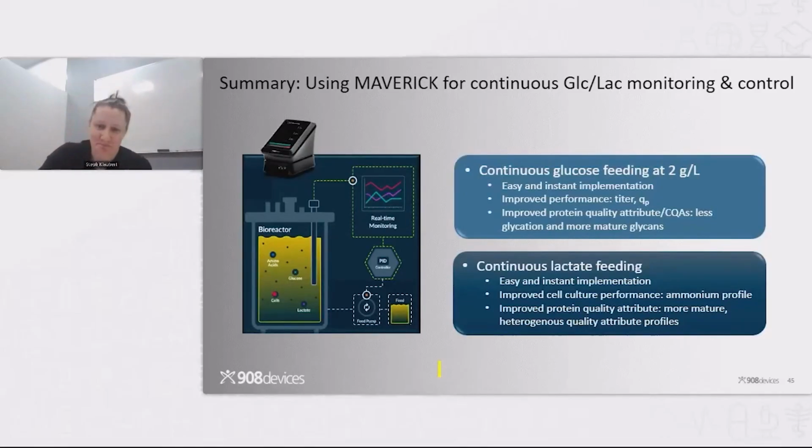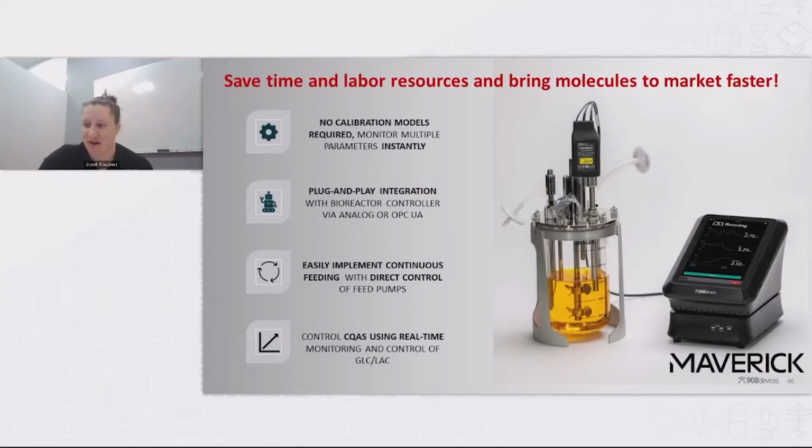So hopefully throughout this talk, we've been able to give you some ideas of ways that, without calibration models and with some plug and play integration, you also might be able to implement some Raman for continuous process monitoring and control to get the most out of your mAbs. So yeah, thanks for your attention, and we'd be happy to take some questions. Thanks.